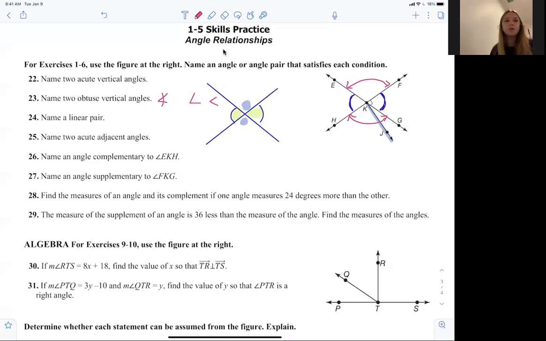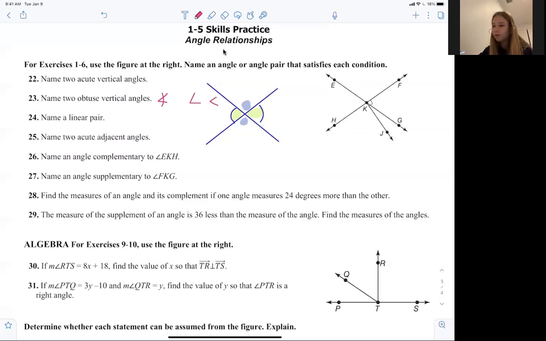Okay, linear pair is another new word. What's the root for linear? Line. So it's just 2 angles that form a what? 2 angles that form a line. I'm going to erase this now over here. Give me 2 angles that form a line again. Say it. EG, line EG. 2 angles that form a line.